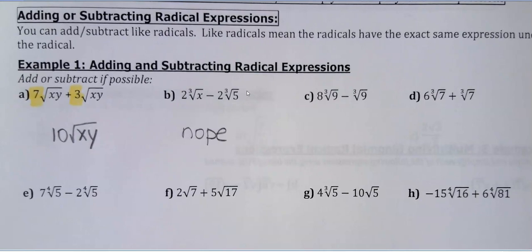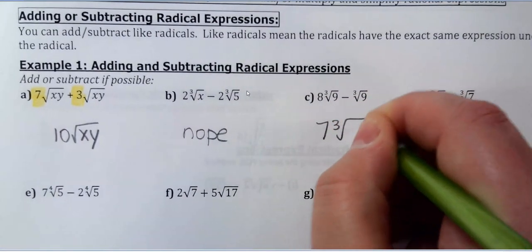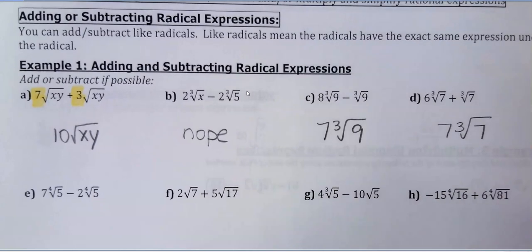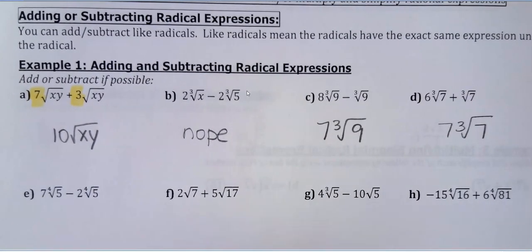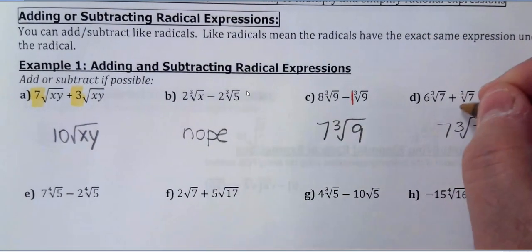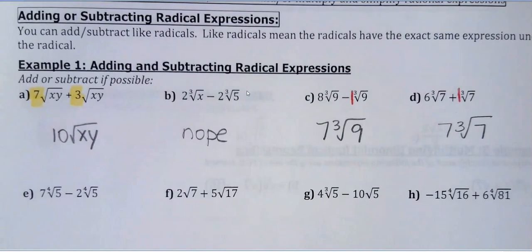What about the third one? I have, these are both cube roots, 8 cube roots of 9 minus a cube root of 9. 7 cube roots of 9. All right, what if I did 6 cube roots of 7 plus a cube root of 7? How many cube roots of 7 would we have? 7. Really, I put these two problems on here for you guys because sometimes if there's not an actual number written in front of the radical, that'll throw people off. So like on C, 8 minus 1 is 7, 6 plus 1, they don't have the 1 written there. Sometimes that throws people off, so that's why I wanted to put those two questions on there.